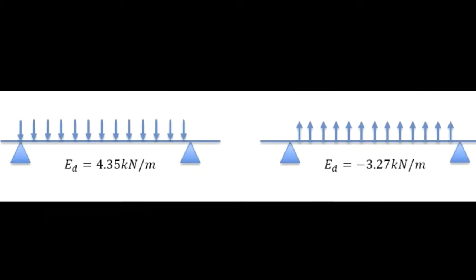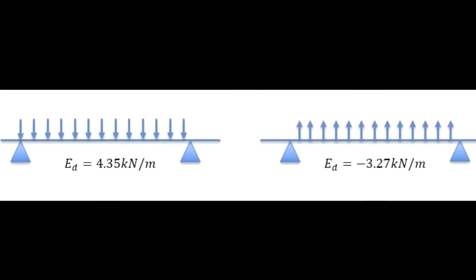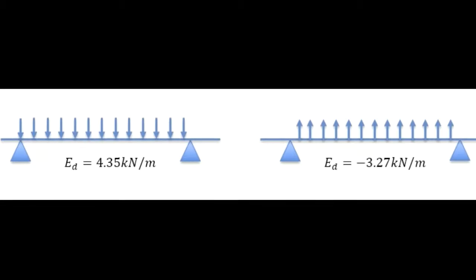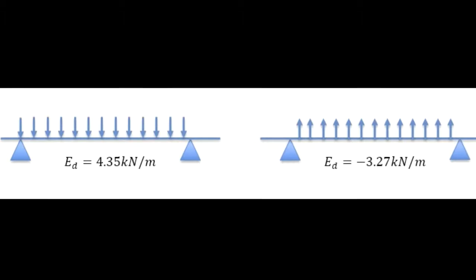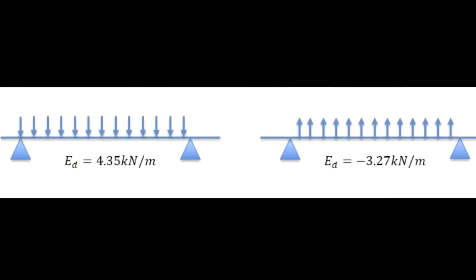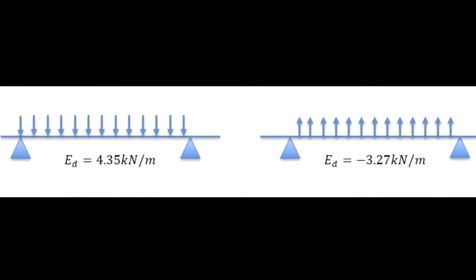Load combinations for ultimate limit state. The most critical load combinations are 1.45 kilopascals in an inward direction and 1.09 kilopascals in an outward direction. From here, the load per length of the girt must be calculated, and this has a value of 4.35 kilonewton meters in an inward direction and 3.27 kilonewton meters in an outward direction.